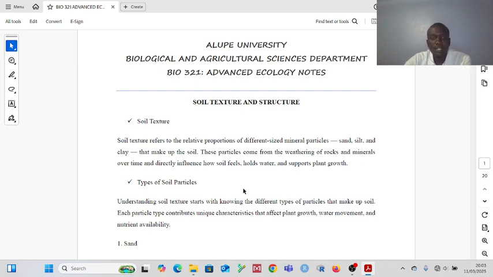So we'll begin looking at soil texture. Soil texture refers to the relative proportions of the different mineral particles, be it sand, silt, and clay, which make up the soil. Soil texture is about the proportion of the different sizes of the particles that make up that particular soil.